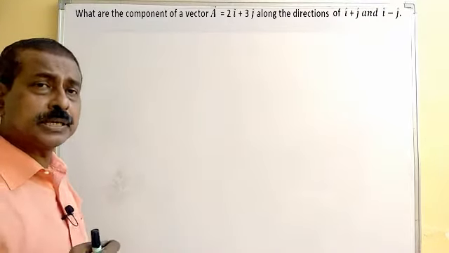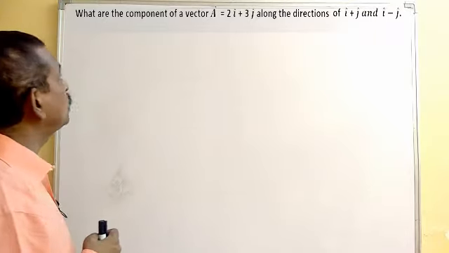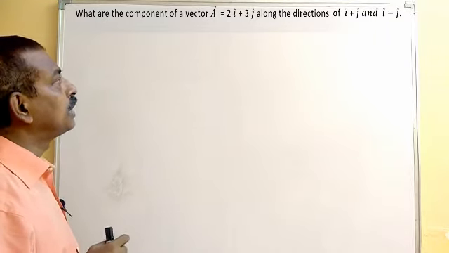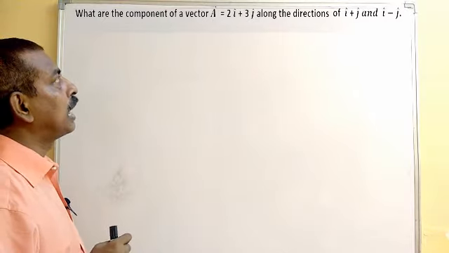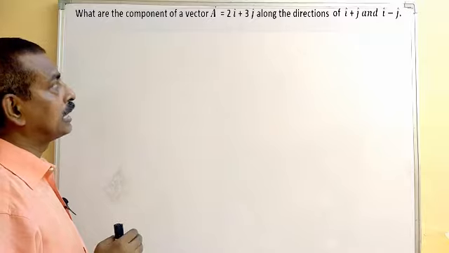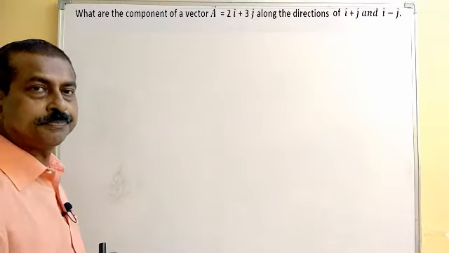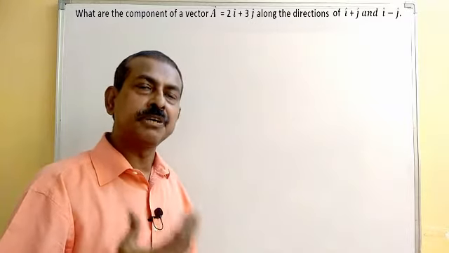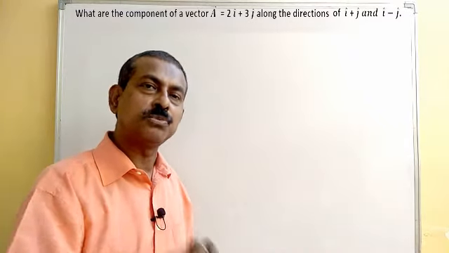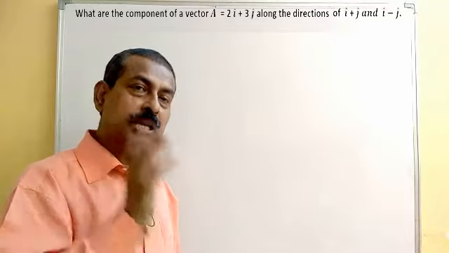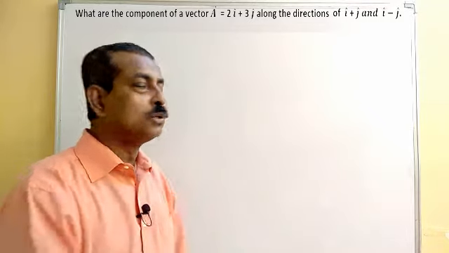Next question, which is very common. Find the component of vector A, which is equal to 2i plus 3j, along the direction of i cap plus j cap and vector i cap minus j cap. So here you have to find the component of the given vector in the direction of some other vector. Again, this is the application of the scalar product of vectors.